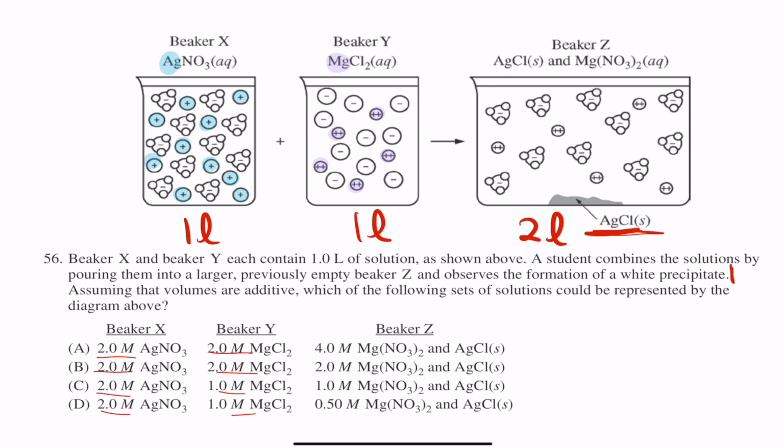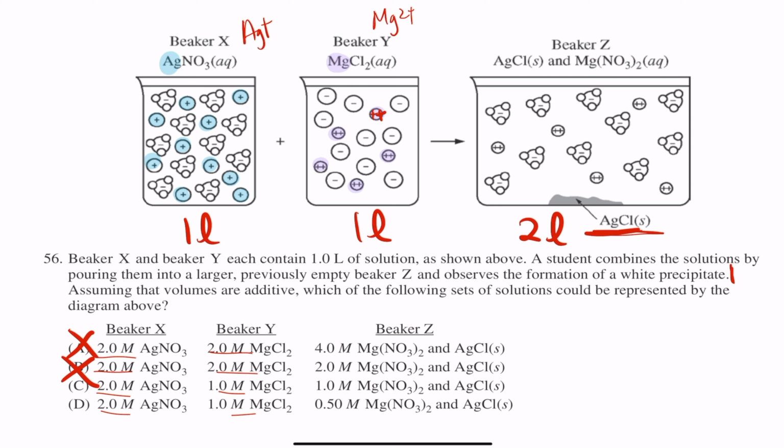Why do they have these little 2 pluses? Well, because magnesium is 2 plus, whereas silver is just plus, right? But the point is this: you have 5 magnesium in beaker Y as compared to the 10 silver in the beaker X. So obviously in terms of concentrations, beaker X has got to be double. So get rid of A and get rid of B. And lastly, C. Well, C versus D.